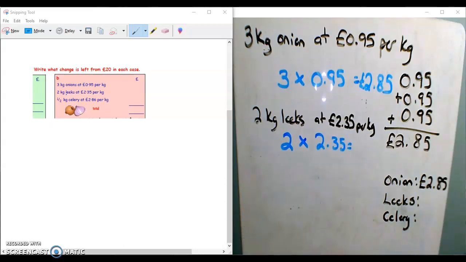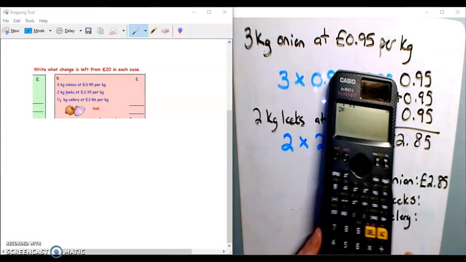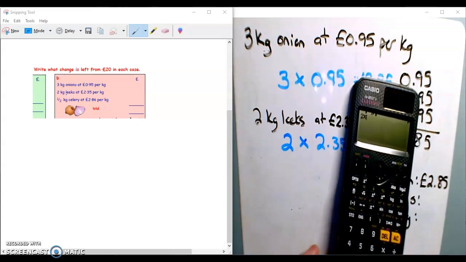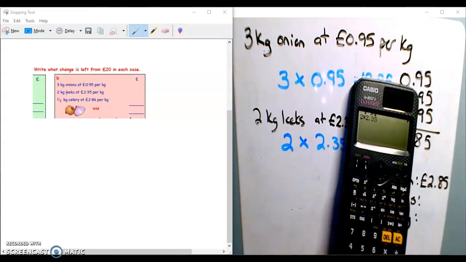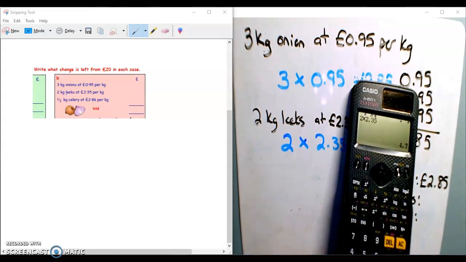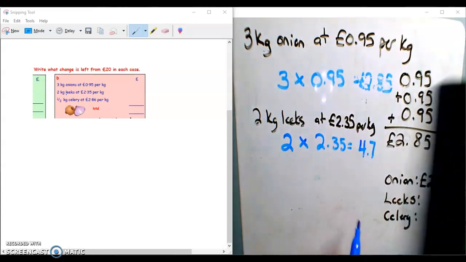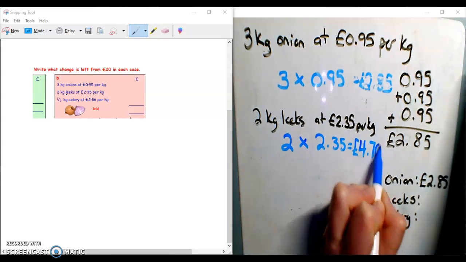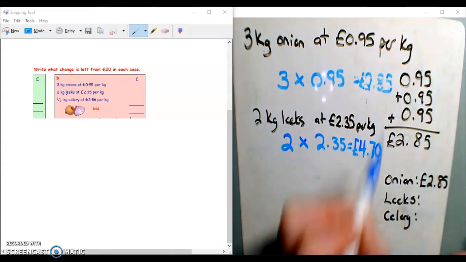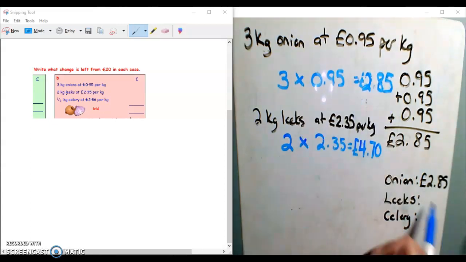So let's do this in our calculator. We're putting this in: 2 times £2.35, and we get 4.7. So think about this, 4.7. What is that? Well, we have to know 4.7 is going to be £4.70. Let's rub this out. So £4.70. I'm going to pay £4.70 for my leeks.